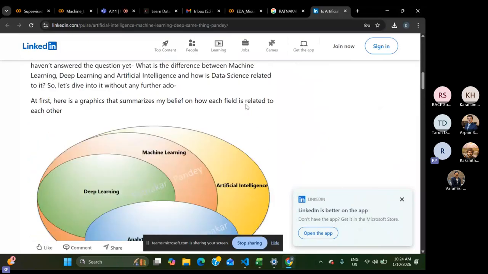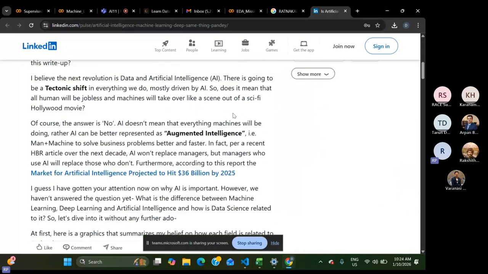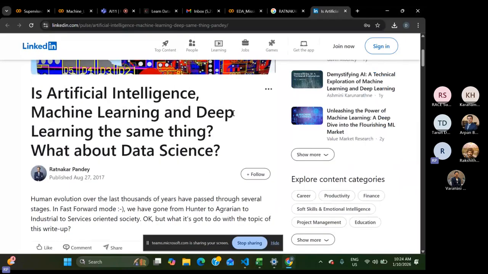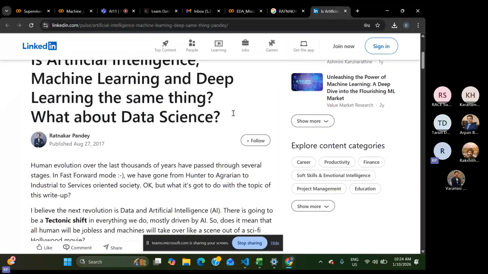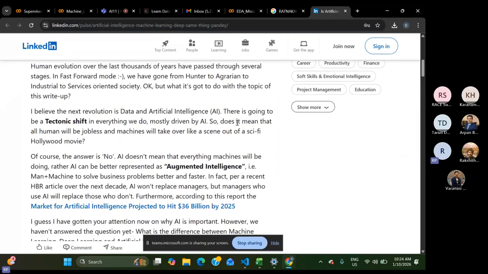So we'll begin here on this article, and then we'll talk about supervised, unsupervised, and all the other things. This is a very dated article. By now it's about 6 years old, but some of the things don't change over a period of time. So this is still very relevant for what we're looking at.